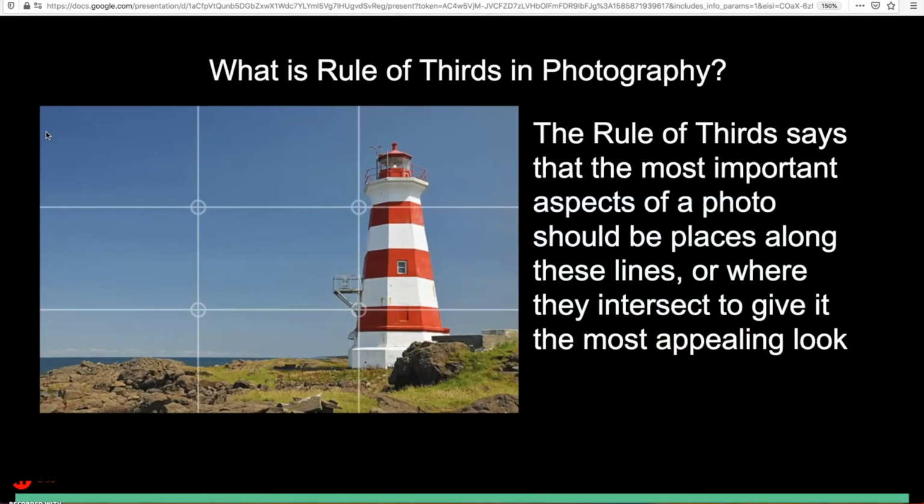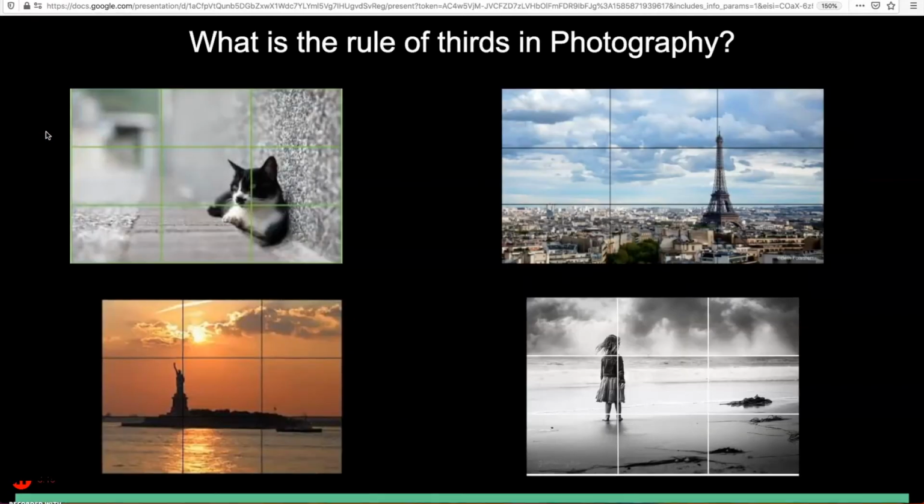It's basically if you divided your picture up into thirds, into little chunks, the subject is off center. So it hits either the right third or the left third. It is not in the middle. So you can see the lighthouse is the main subject and it's off to the right third of the picture. Here's some more examples.